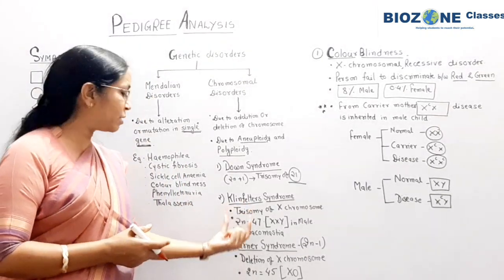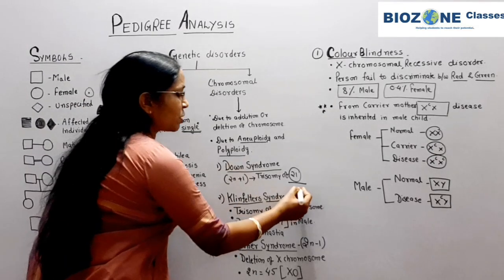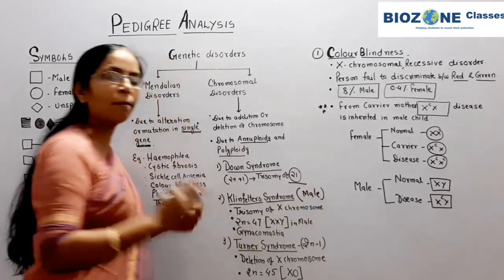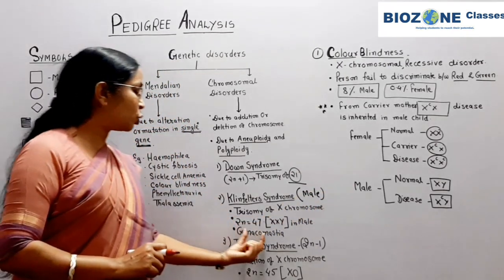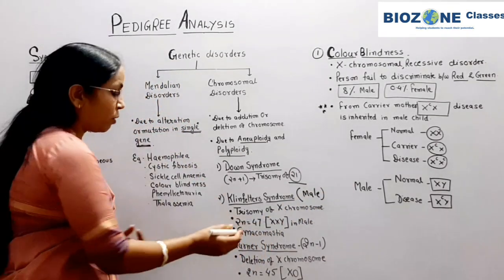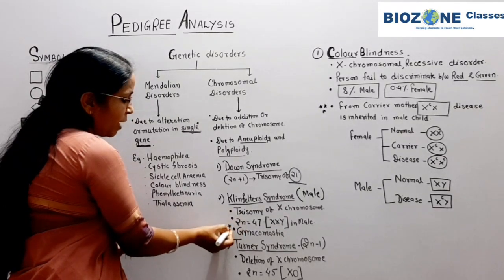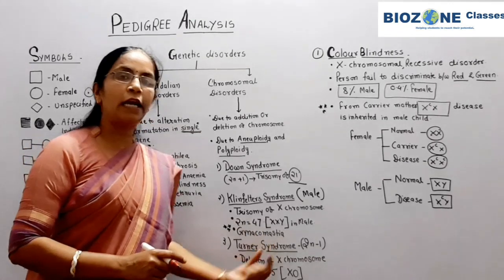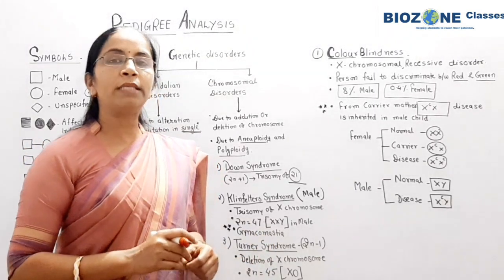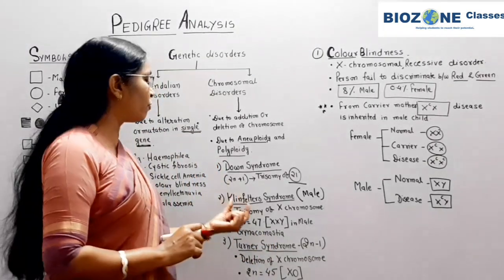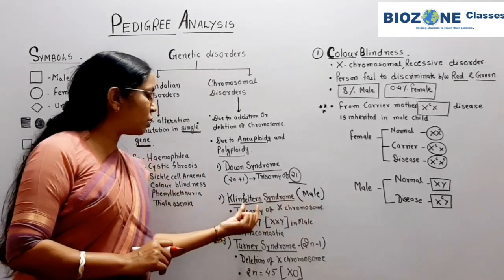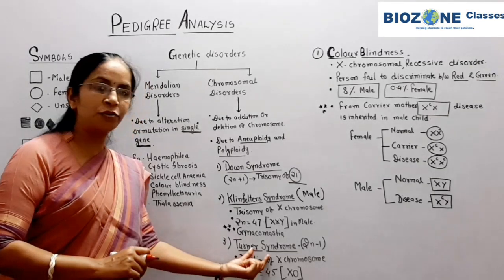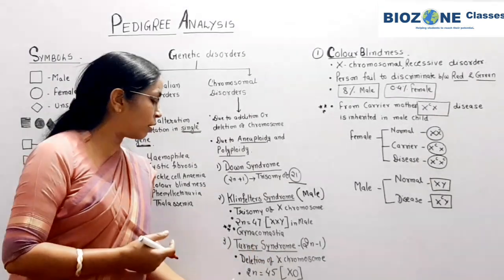Klinefelter syndrome in females. If you are studying Klinefelter syndrome, predominantly these individuals are male, and they show some female features in the body, and this term you remember, that is called gynecomastia. So gynecomastia is an identical feature of male individuals affected by Klinefelter syndrome. Now next is Turner syndrome. You are studying Turner syndrome.